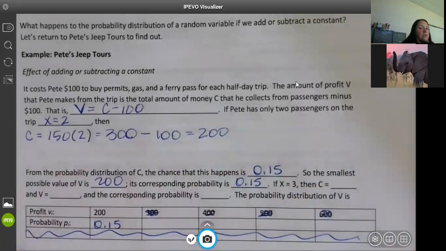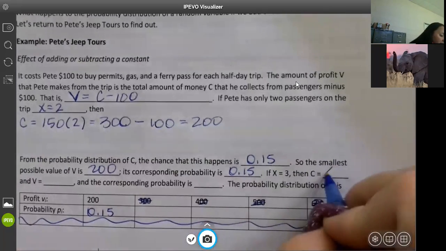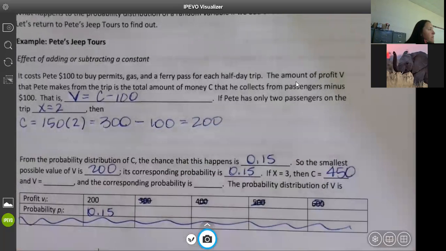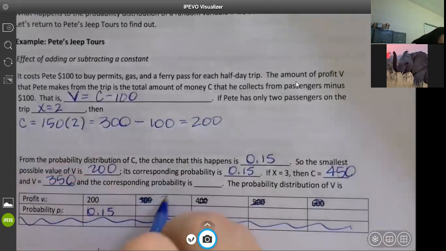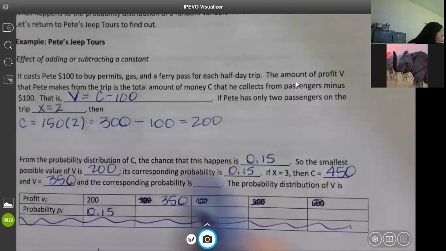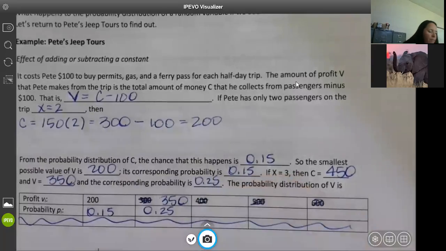If X equals 3, then from the last one, we said C was 450. 3 times 150 is 450. V is 450 minus 100, which is 350. So this one would be 350. And its corresponding probability was the same as the last one, so 0.25.